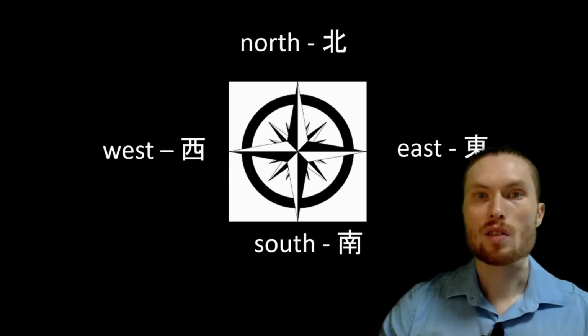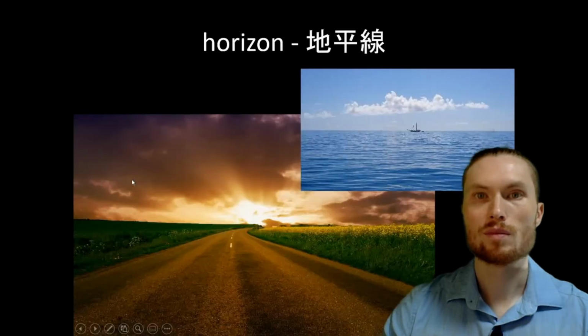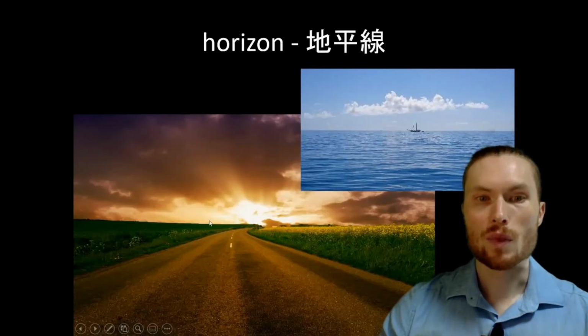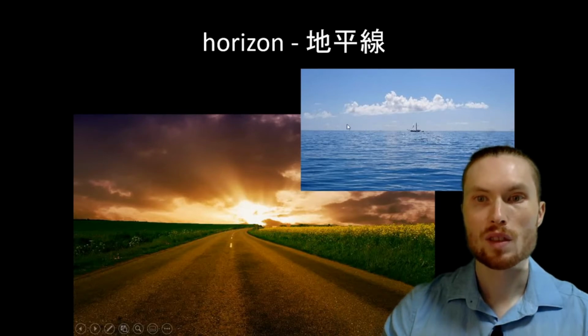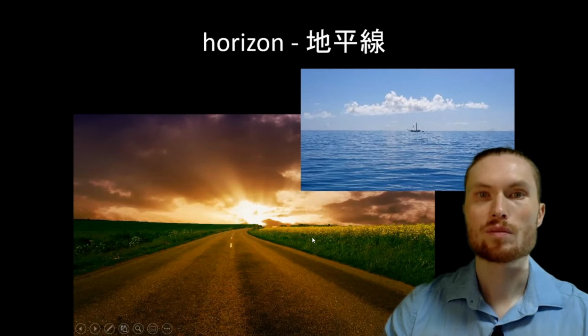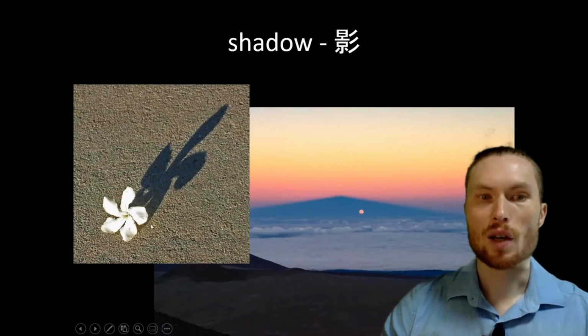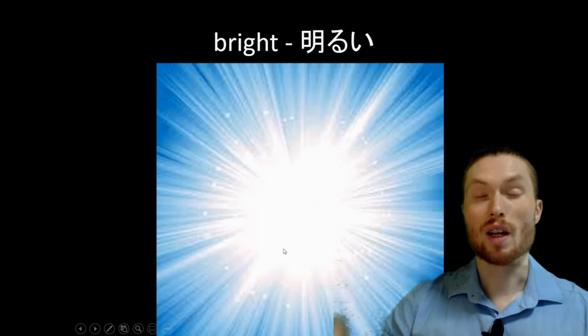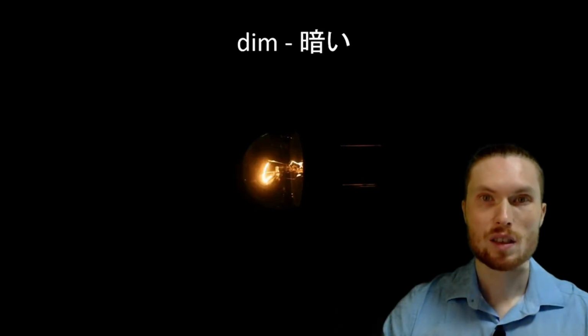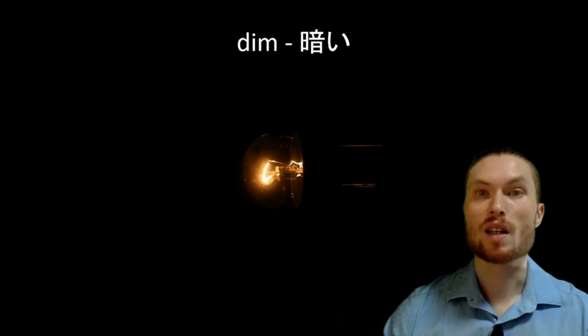These directions, north, east, south, west. Horizon is when the ground meets the sky, or the water meets the sky. So the horizon is a line, the edge of the land, or the edge of the sky. Shadow. So here's a shadow of a flower, and here's a shadow of a mountain. Bright. Dim. Or as I often say, dark.